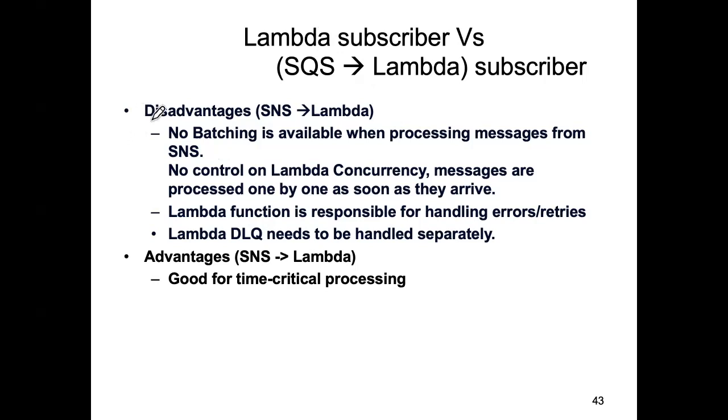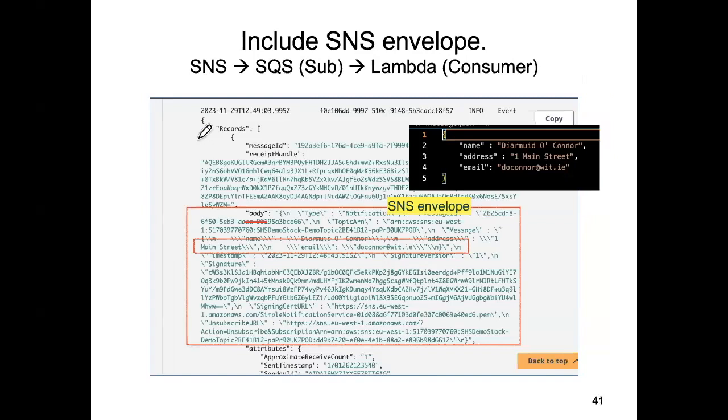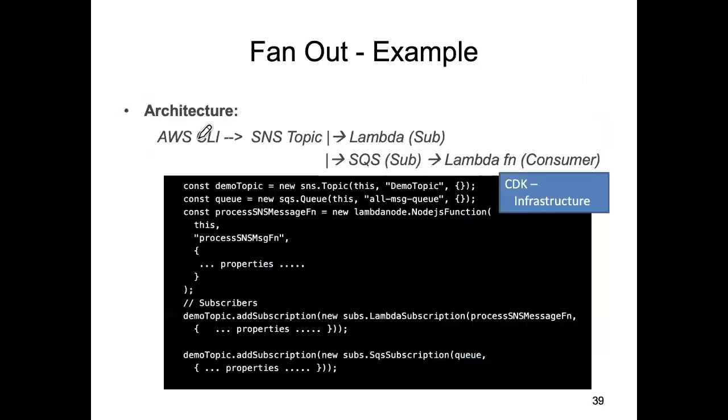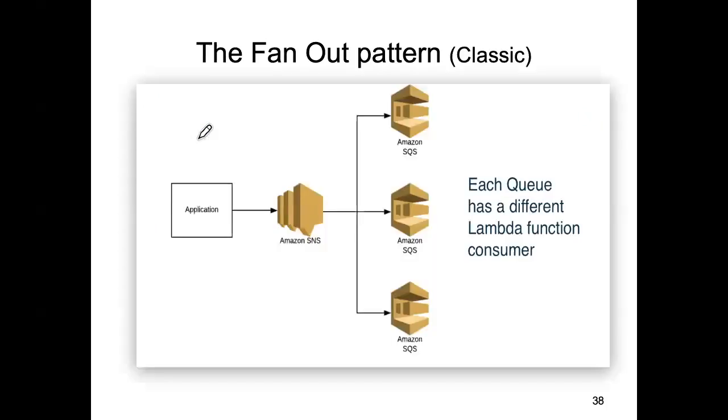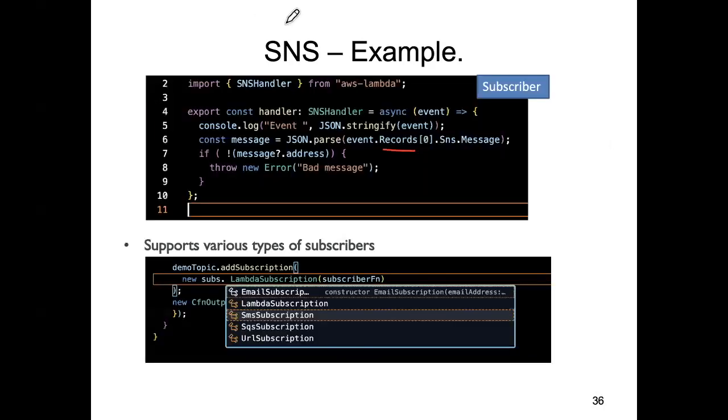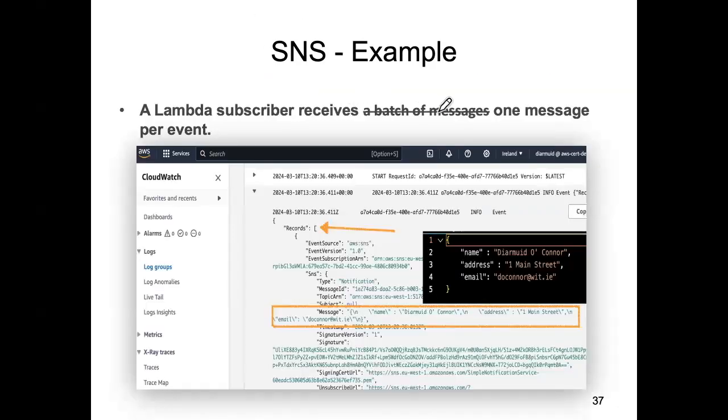So I'm saying the disadvantages of when you've got a Lambda as a direct subscriber to an SNS topic. You don't have any batching. Sorry, can I go back for a second or two? Oh yeah, sorry, I skipped over this slide.